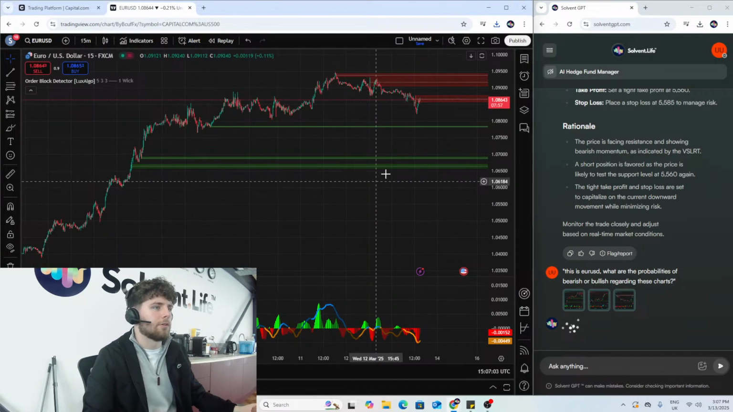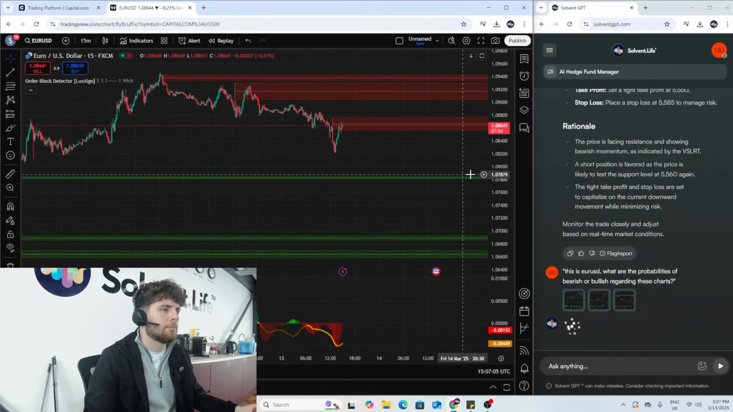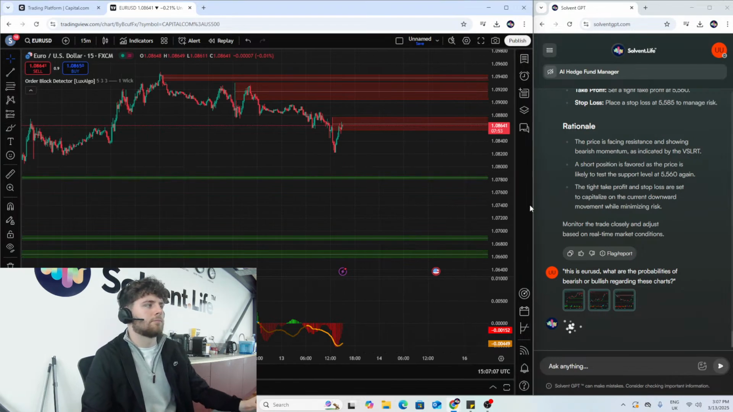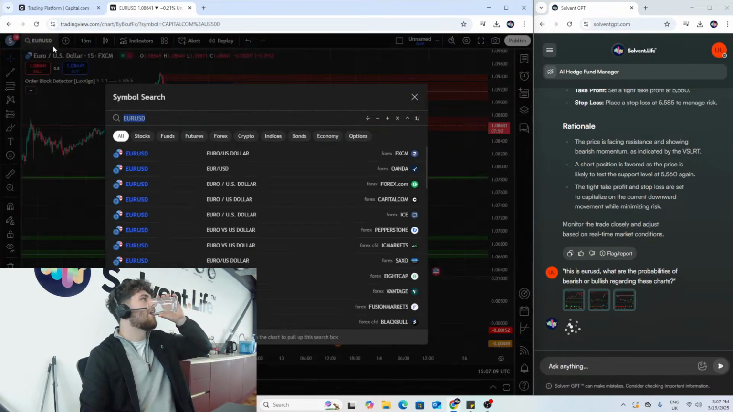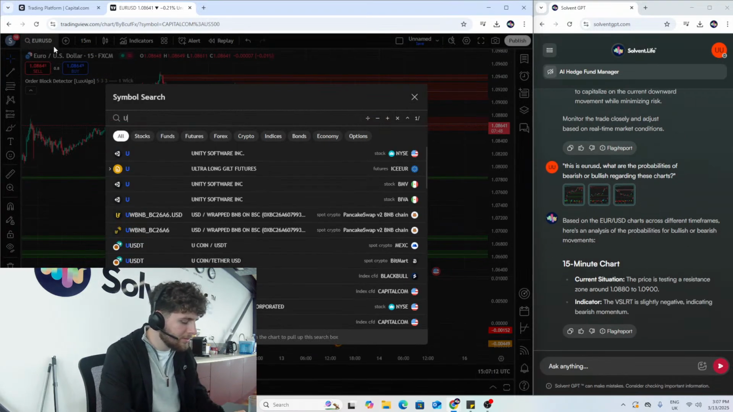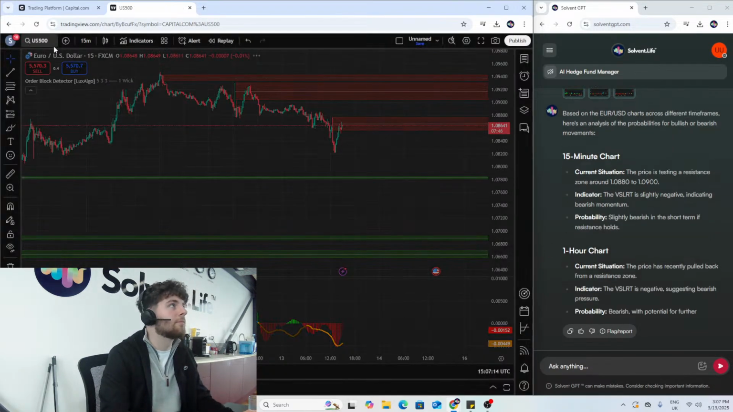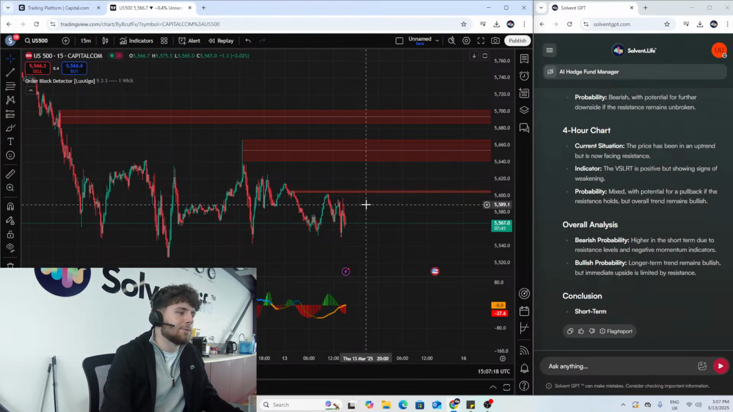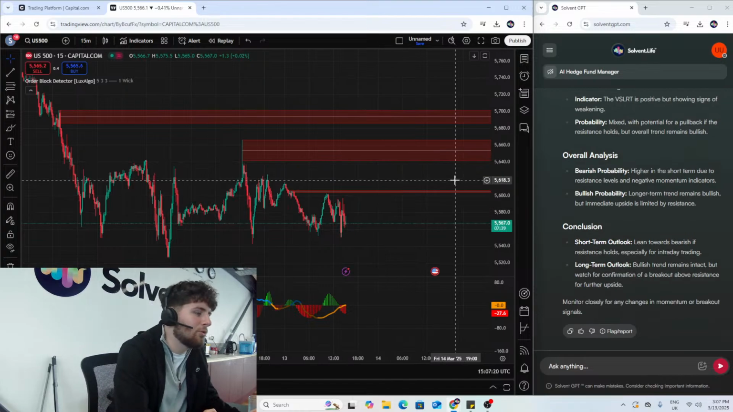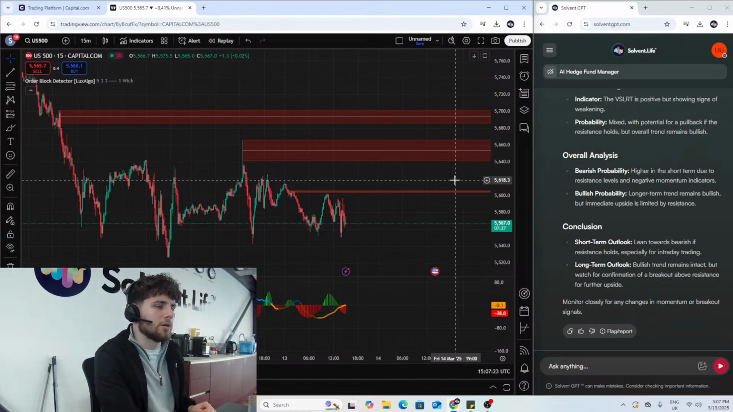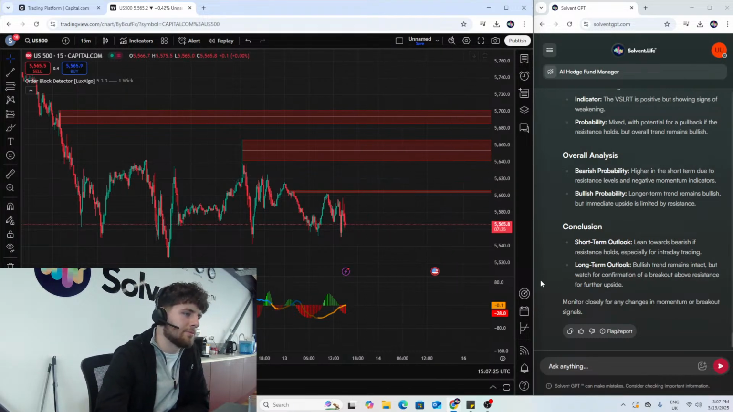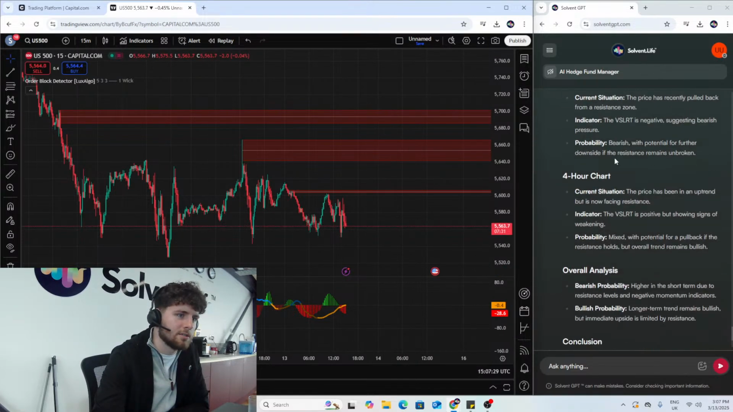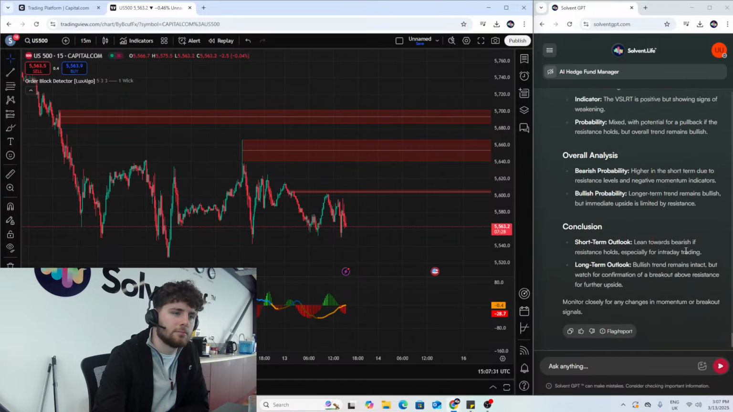Let's open up the 15 minutes. US 500 continuing to drop. Unfortunately, I do not believe we will be able to do a trade on the US 500. Just not meeting the requirements that the GPT set for us. Towards bearish.